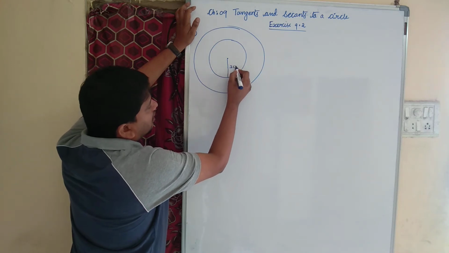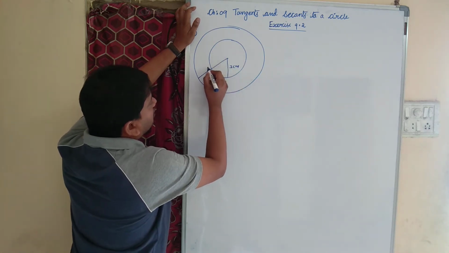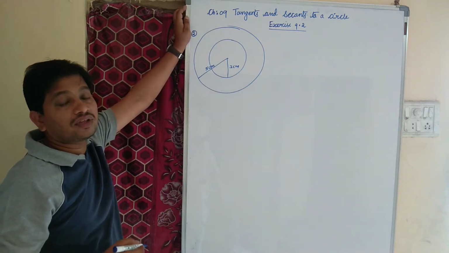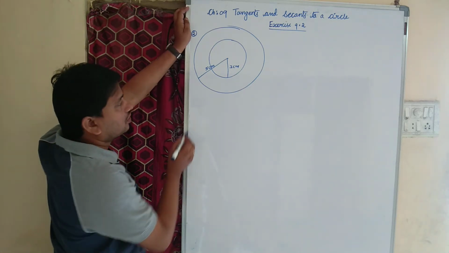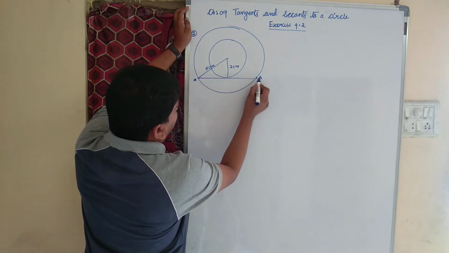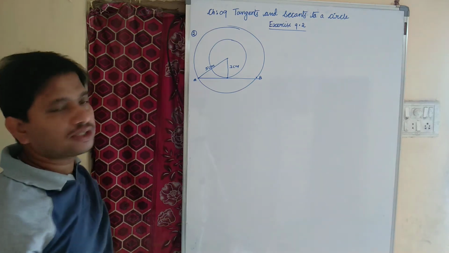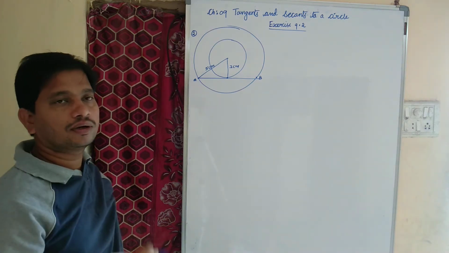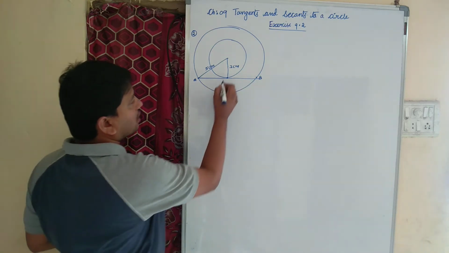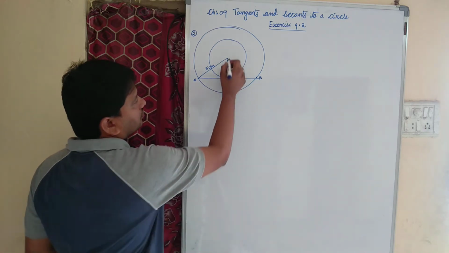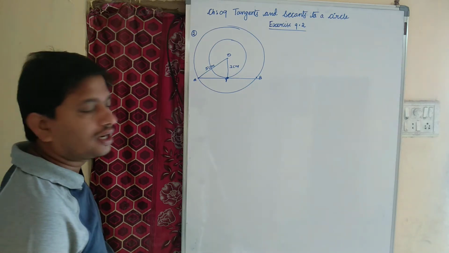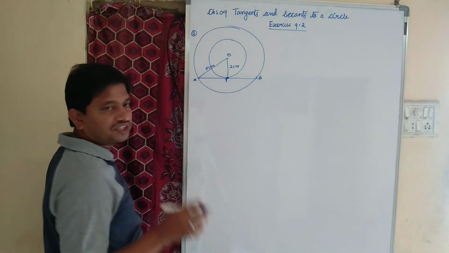This is our 3 centimeter circle and this is our 5 centimeter circle. Find the length of the chord of the larger circle. You know what we mean by a chord? The line segment joining any 2 points on a circle is said to be a chord. Here AB is the chord of the larger circle which is touching the smaller circle at this point. Right?